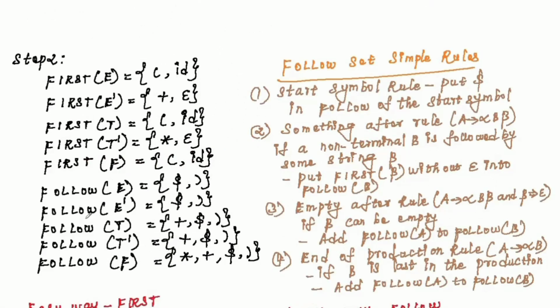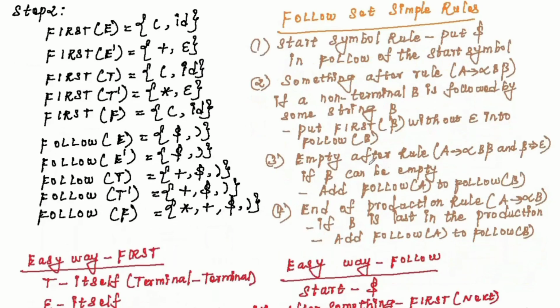Next we will find the follow set. Follow set simple rule: the starting symbol always has the dollar symbol. The rule A tends to alpha B beta: if a non-terminal B is followed by some string beta, then write first of beta without epsilon into follow of B. The rule A tends to alpha B beta where beta can be empty: add follow of A to follow of B.